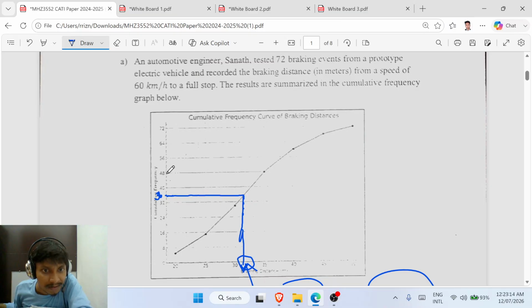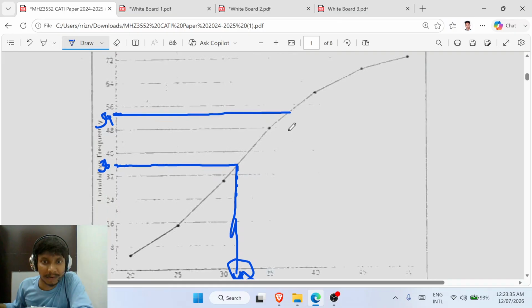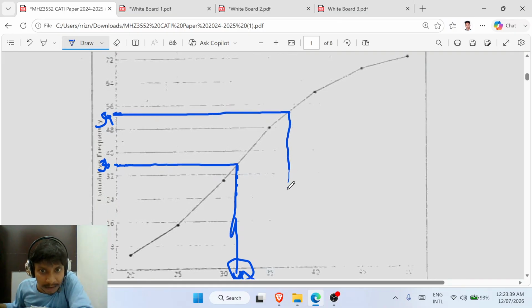Here, this is 48 and this is 56. The 54 will be between them, like this. Draw the horizontal line very carefully using a ruler, then draw the vertical line very carefully.